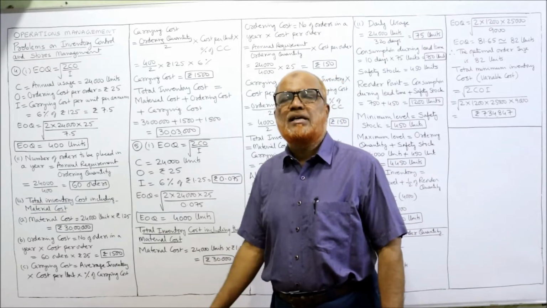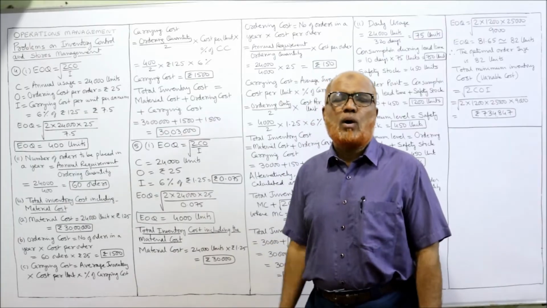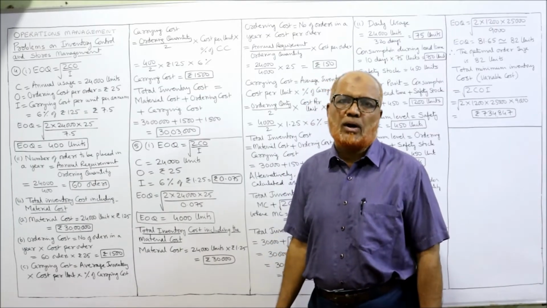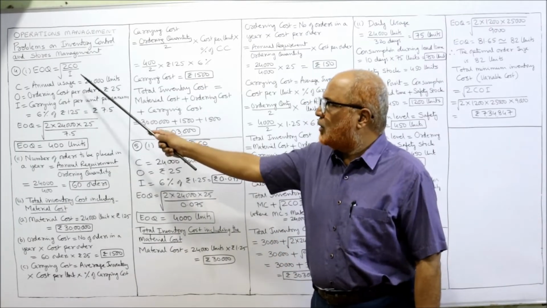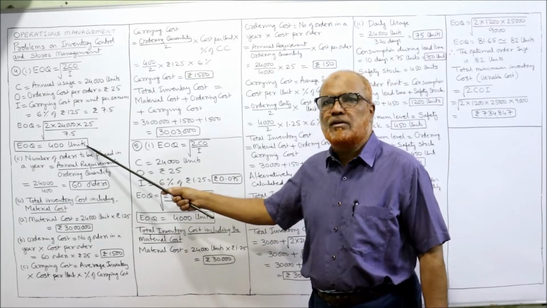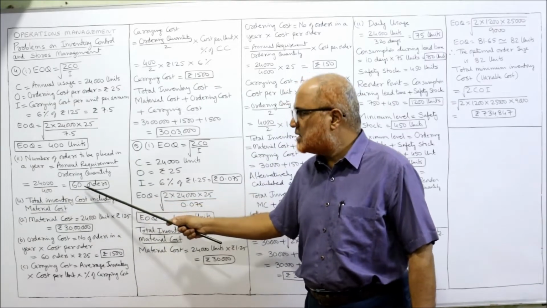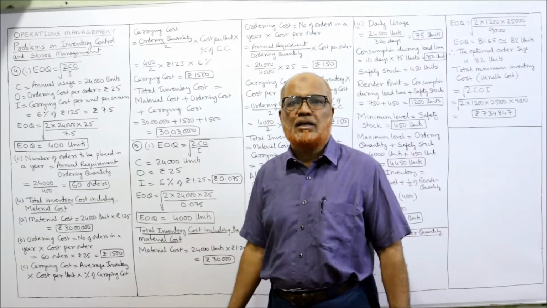Number of orders to be placed each year is the annual requirement divided by ordering quantity. Annually we require 24,000 units, and every time we place an order for 400 units. So 24,000 divided by 400, you will get 60 orders per year.